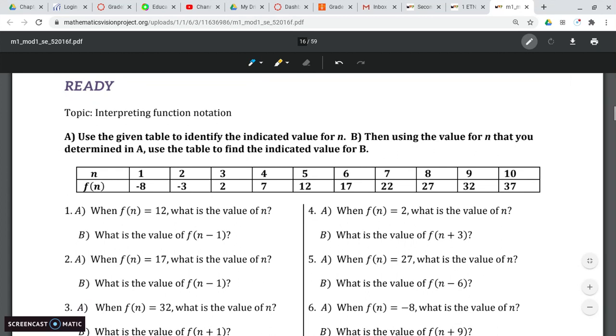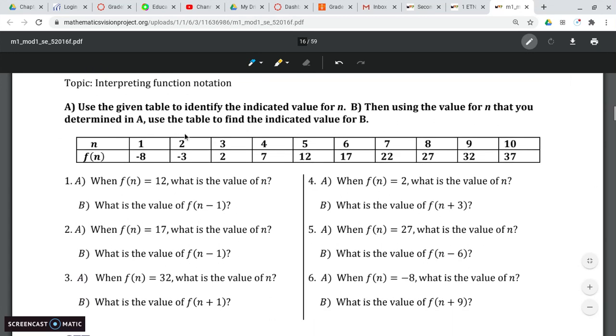So for this first part, each question has both an A and a B part. For part A, you're going to use the given table to identify the indicated value for n. Then for part B, using the value for n that you determined in A, use the table to find the indicated value for B. So obviously that's a little confusing. There's a lot of finding n using A and B. It'll make more sense once we look at a couple.